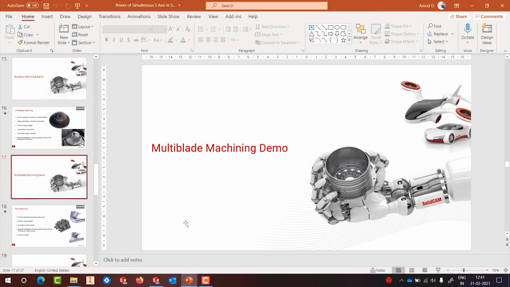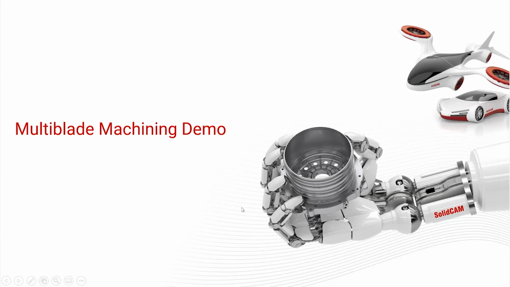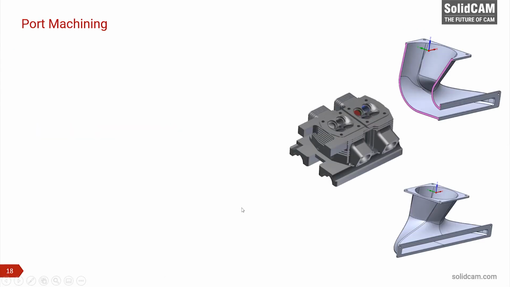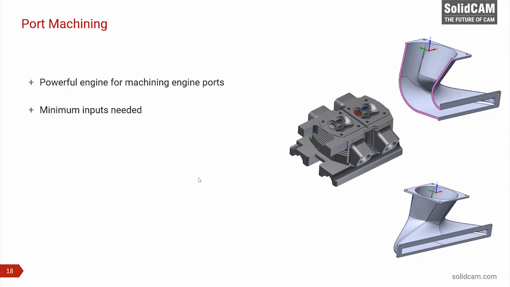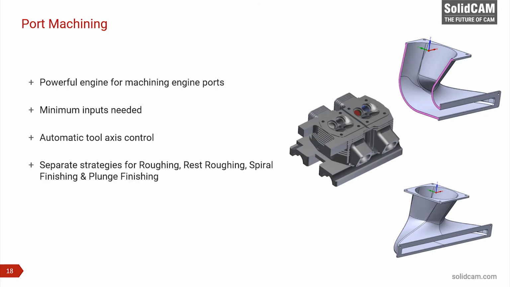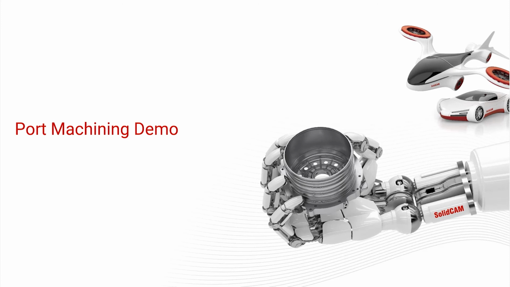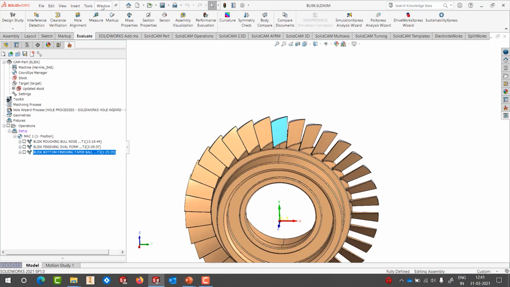Okay, let's move ahead. We come to port machining. Basically, it's a very powerful engine for machining engine ports or tube kind of geometries as seen here. Minimum inputs because it's an application specific machining strategy. Automatic tool axis control, separate strategies for roughing, rest roughing, spiral finishing, and plunge finishing. The output can be 4 or 5 axis. Let's look at a part from port machining. So I'm going to open this.